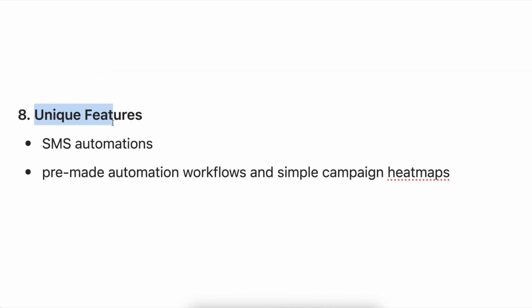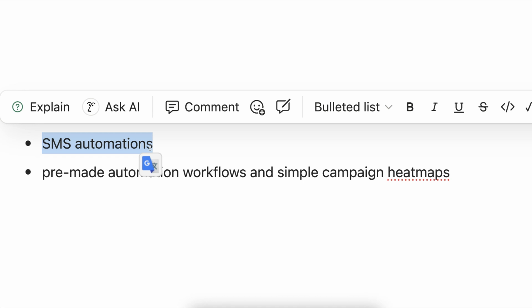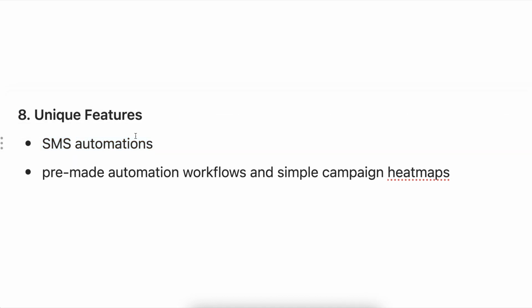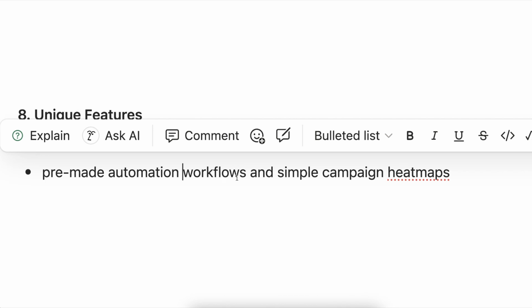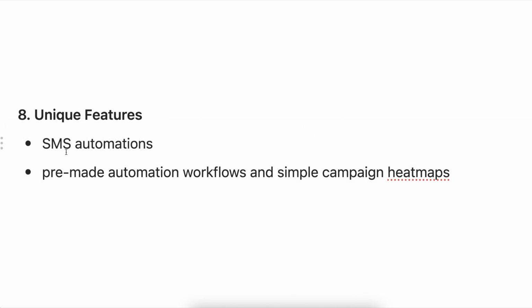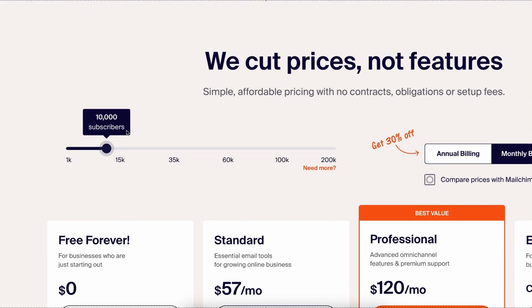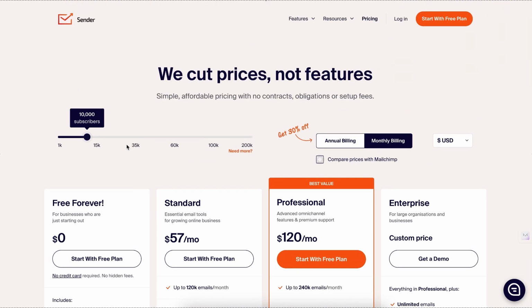A couple of unique features is SMS automation. So aside from email, you also have SMS. So you can actually do omni-channel marketing. And it has a bunch of, as I showed before, pre-made automation workflows that you can use. This includes SMS as well, so you can use both together, SMS and email marketing. And it also has heat maps when it comes to emails, so you can see what people are engaging with the most. Cheapest pricing out there from all the email marketing softwares.